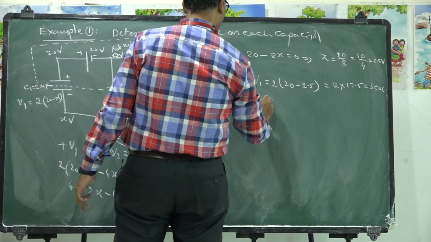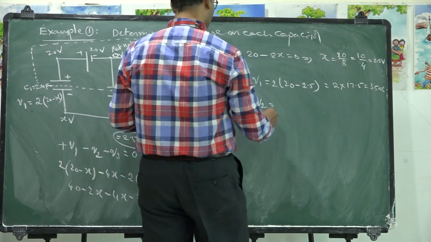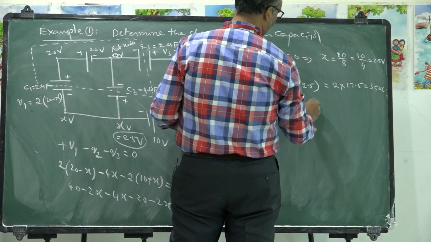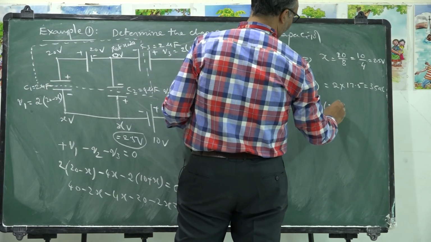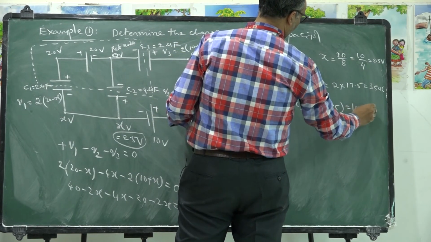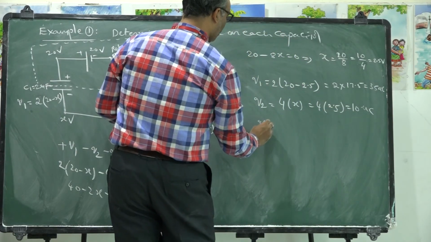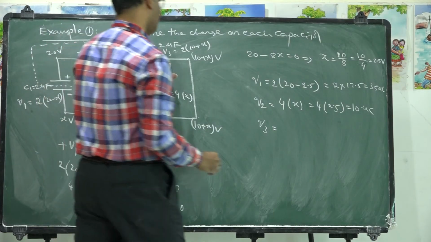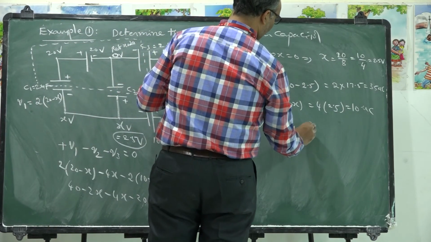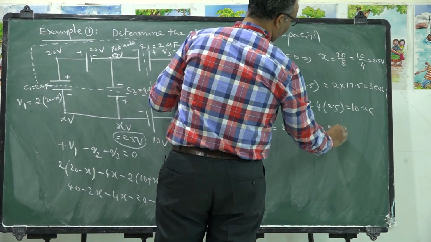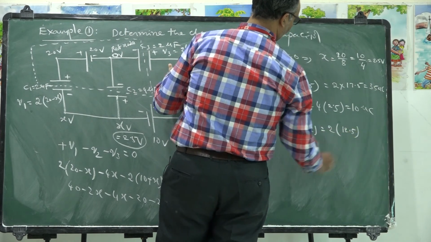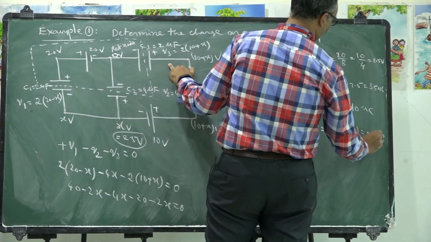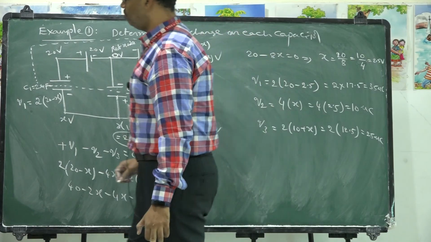What is Q2? Q2 is given by 4 into x, that is 4 into 2.5, that is 10 microcoulomb. Similarly, Q3 is given by 2 into (10 plus x), that is 2 into 12.5, that is 25 microcoulomb. This is the distribution of charge.